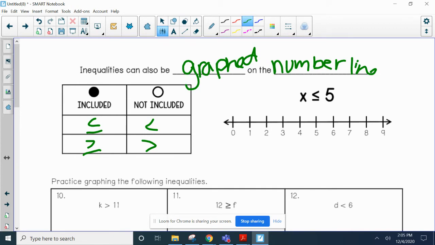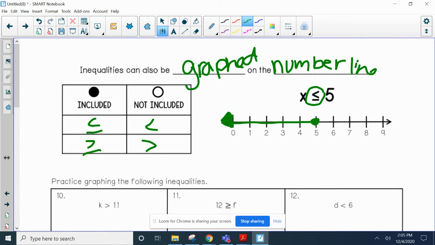So I have 5. I know that it is or equal to. So at 5, I'm going to fill in my circle because I know I'm including that 5. And then I know that it is less than. X is less than 5. So my variable is anything less than 5.